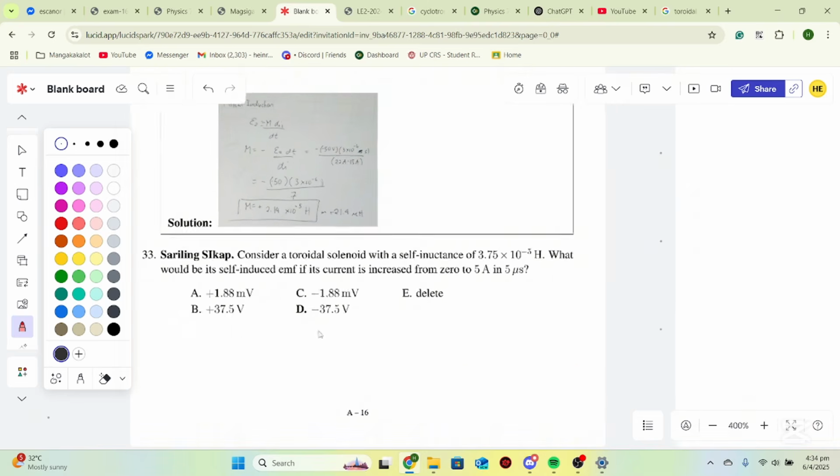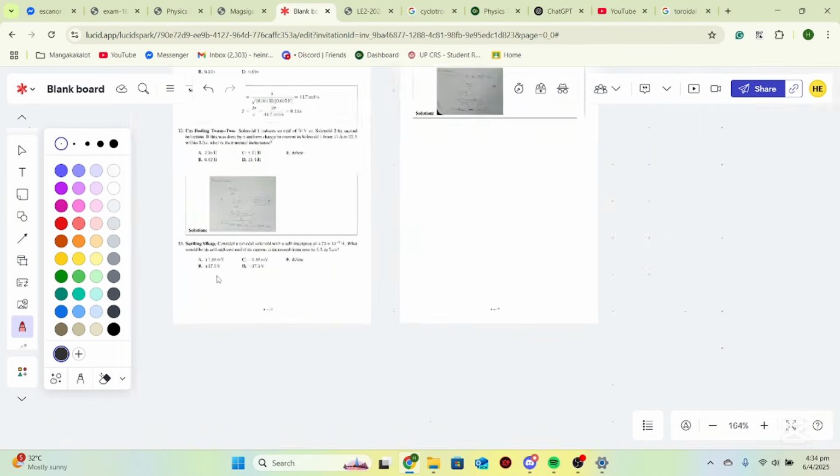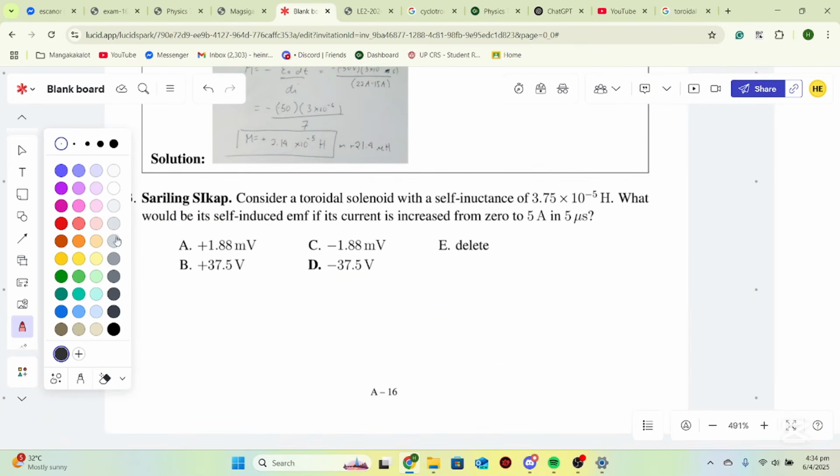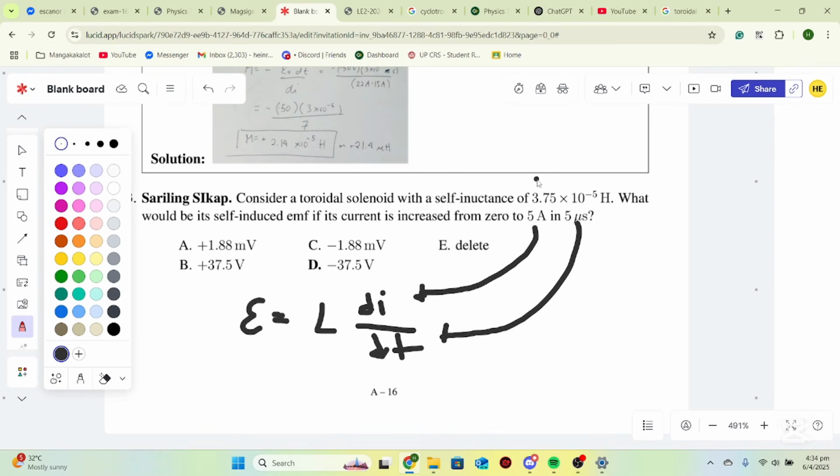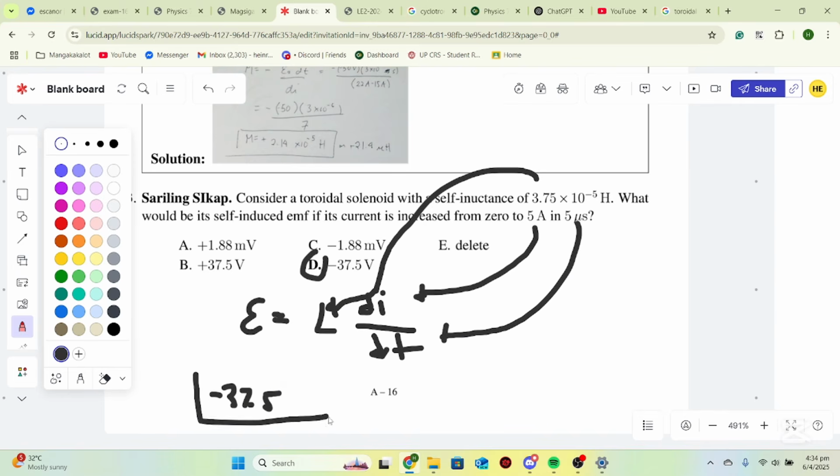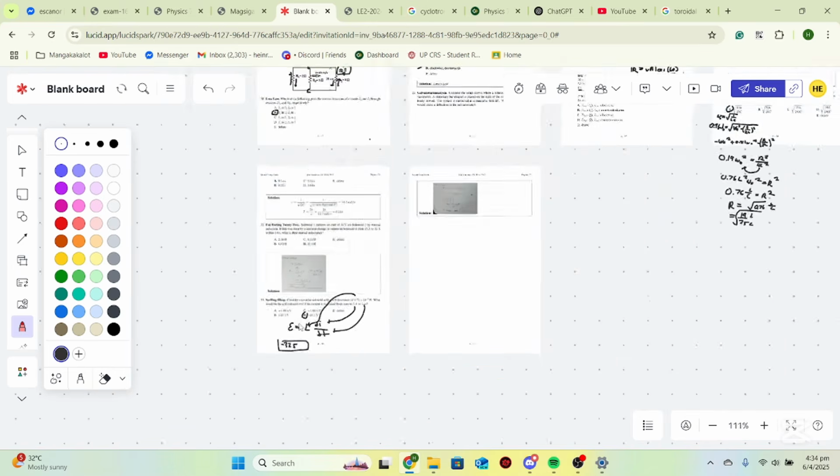Last one. For number 33, consider a toroidal solenoid with self-inductance of 3.75. What would be its self-induced EMF if the current is increased to 0.5, 8, and 5? The equation that we're going to be using is given in the equation sheet: E is equal to L di over dt. And all of this is found from di, dt, and L. And the answer when you get all of this is D, negative 37.5. All right. Okay.